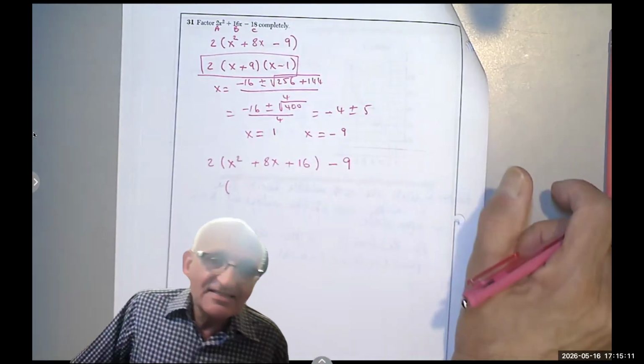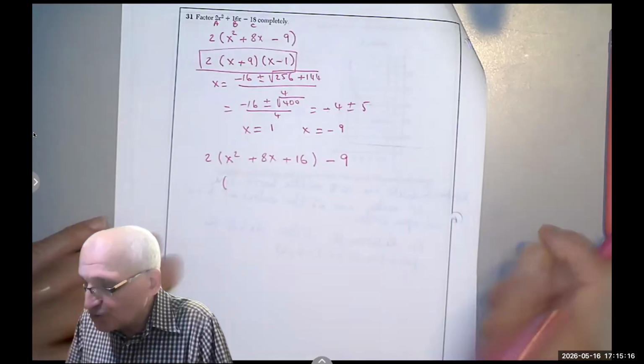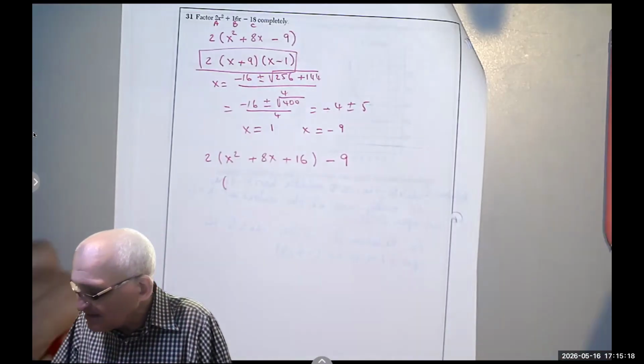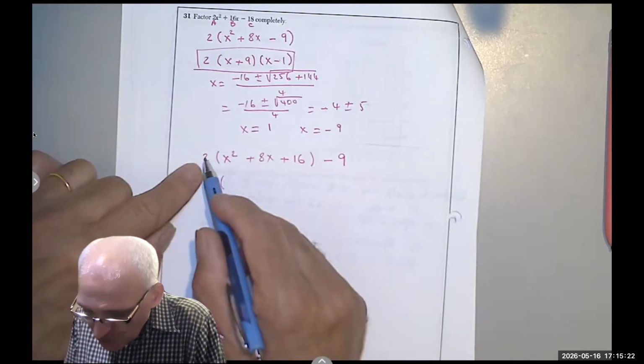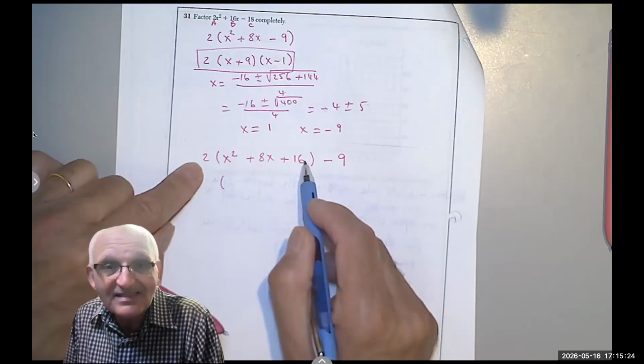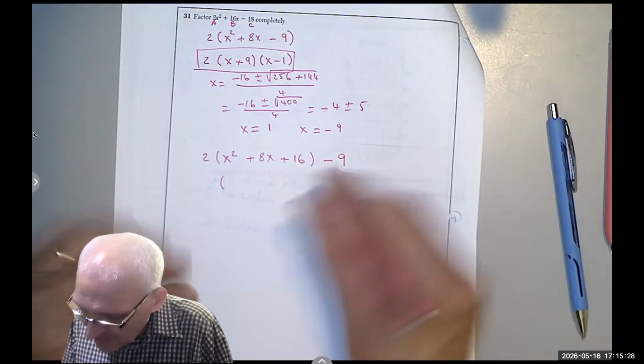Notice I didn't add 16. No, I added 32. And that's a common mistake that students don't see when they complete the square. I have a 2 out. 2 times 16, that's what I added. I added 32 to the left-hand side. So I have to subtract 32.